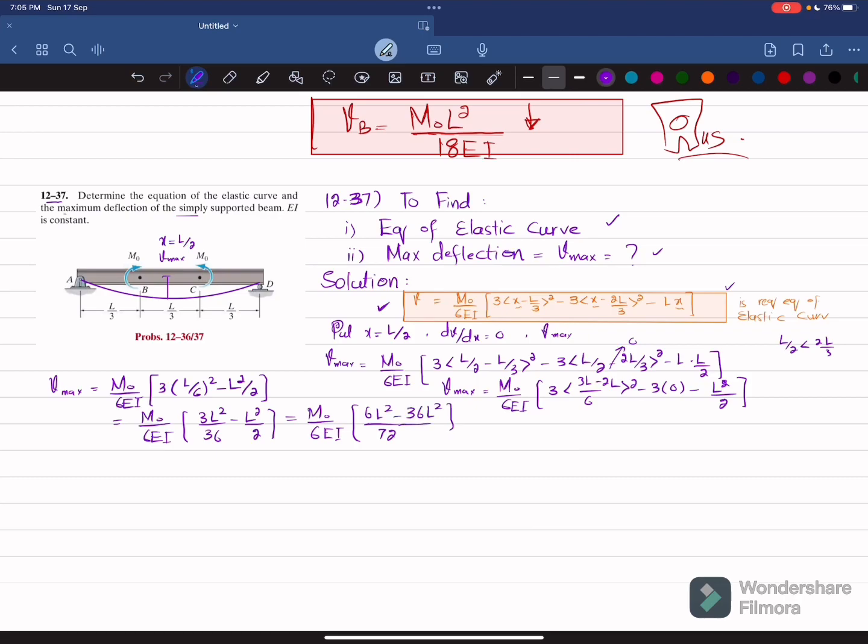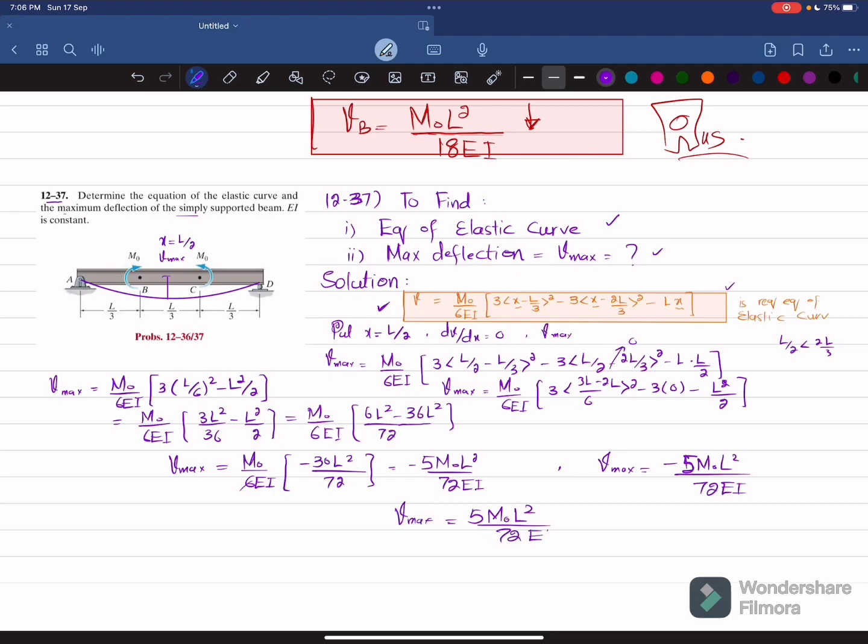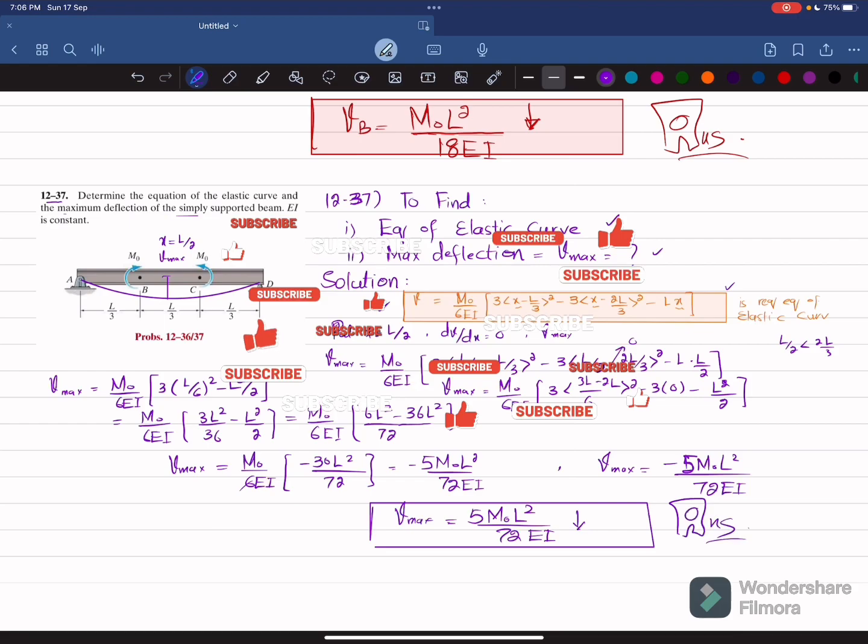So 6L square minus 72 divided by 2 is 36, so 36L square. So you will get Vmax equal to M naught over 6EI into minus 30L square over 72. Okay, so 6 ones are 6, 6 fives are 30. So it will be minus 5 M naught L square over 72EI. So Vmax is equal to minus 5 M naught L square over 72EI, or Vmax is equal to 5 M naught L square over 72EI, and the deflection will be downward. And this is the answer of our question number 12-37.